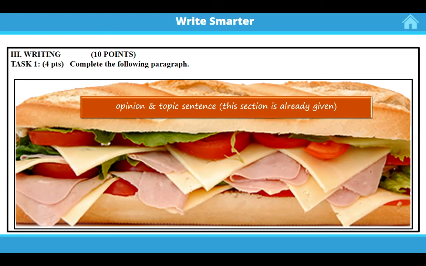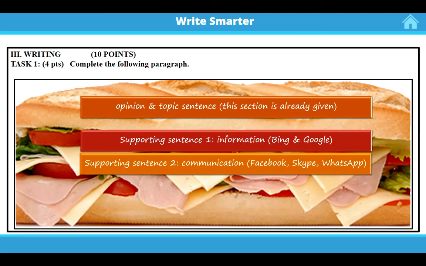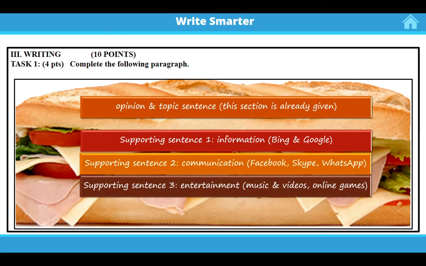In the second part, we're going to give our first reason, that is talk about how the internet provides us with a lot of information, and we can mention Bing and Google as examples. In the next part, we give our second reason, which will talk about communication, and we can mention Facebook, Skype, and WhatsApp here. And in the next part, or the last supporting sentence, we're going to give our third reason, which is going to be about entertainment, and namely music and videos and online games. And last, we're going to conclude with a closing sentence.